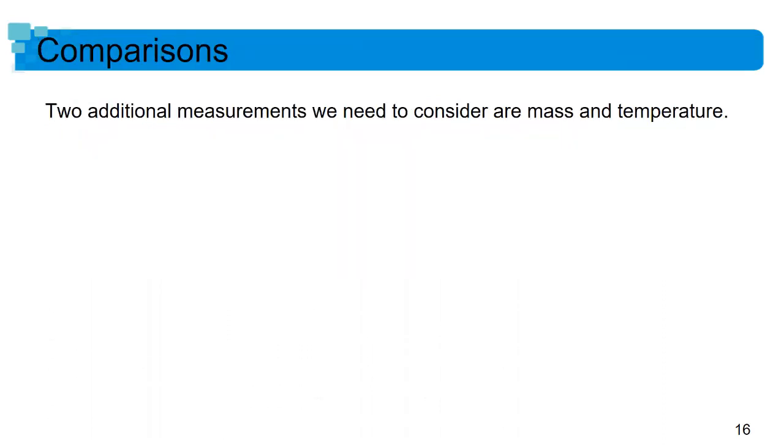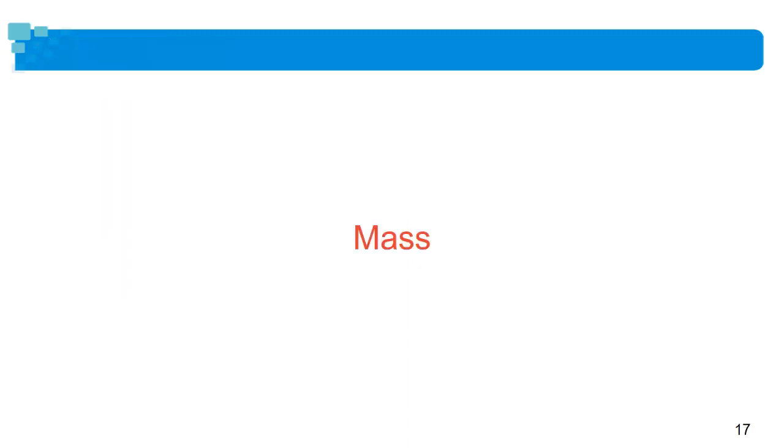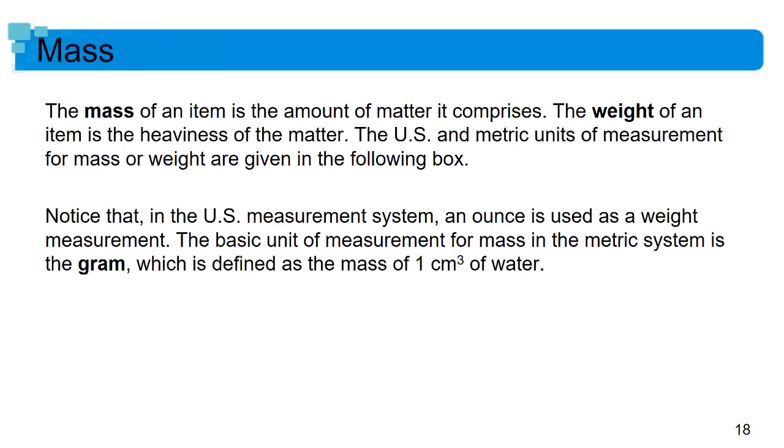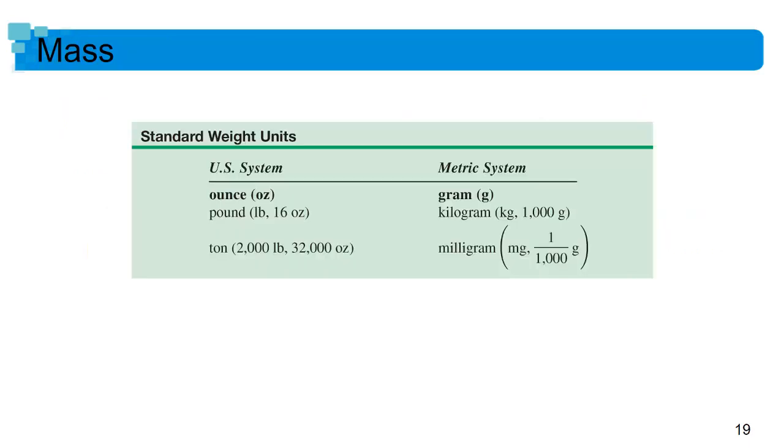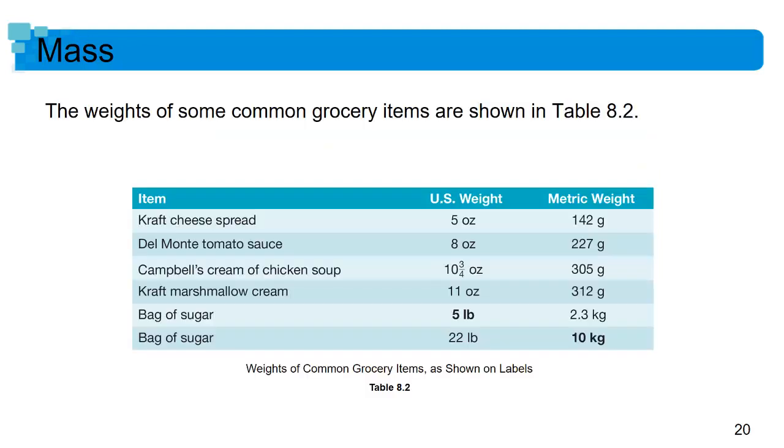You can also look at the difference between mass, which is weight, and temperature from our system and the metric system. So pounds and tons, right? A ton is 2,000 pounds. We've got kilograms and everything based on powers of 10. Here's some basics. You know how much 5 pounds is? 2.3 kilograms.